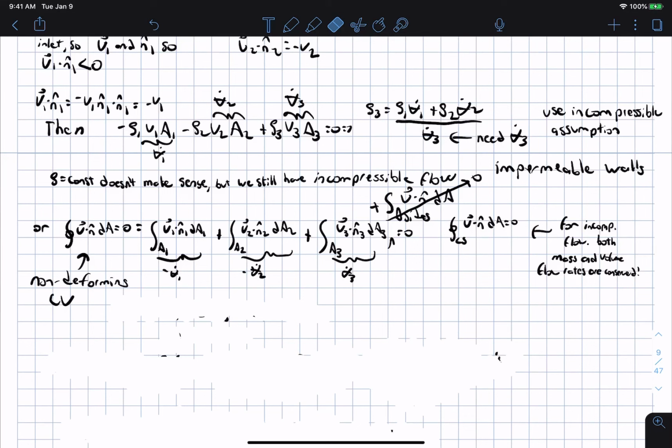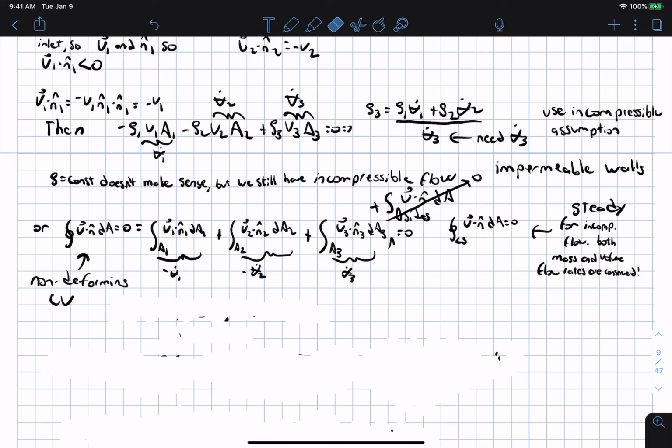And note that for incompressible flow, both mass and volumetric flow rates are conserved if it's steady. It's just that in most cases for incompressible flow, the density is constant, and if the density is constant, the incompressible flow condition doesn't give you any extra information. Okay, but in this case where density is not constant, but the flow is incompressible, it does give you an extra piece of information that you can use.